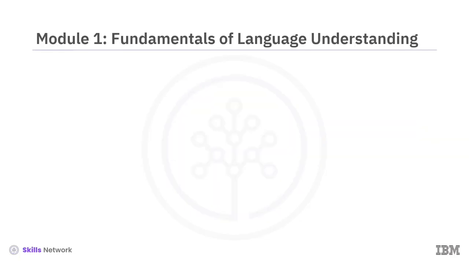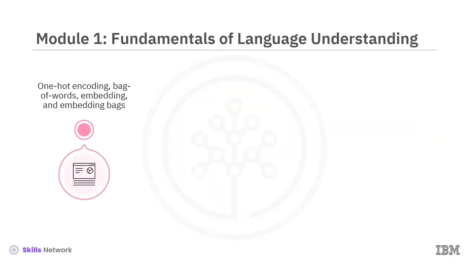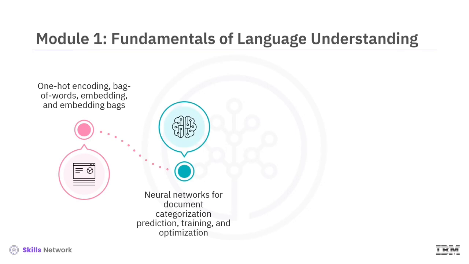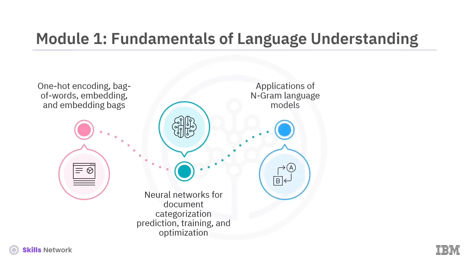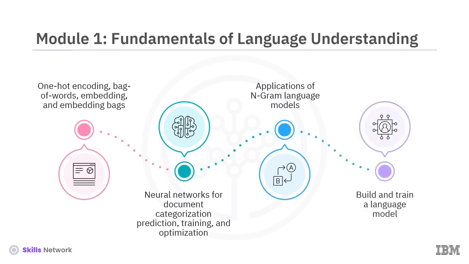In Module 1, you will learn how to use one-hot encoding, bag of words, embedding, and embedding bags to convert words to features. You will also learn how neural networks are used for document categorization prediction, training, and optimization. The module will give you insights into the applications of n-gram language models. Get hands-on with lab exercises. You will use PyTorch in the Jupyter environment to build and train a simple language model with a neural network.